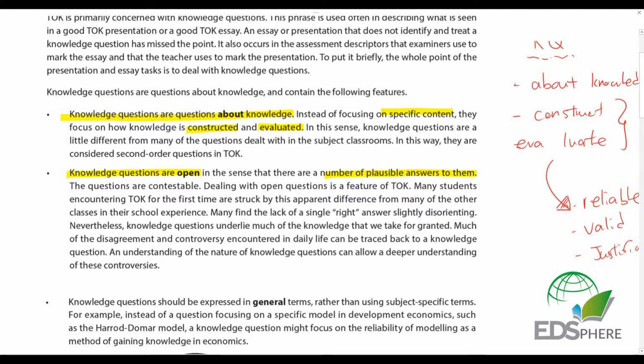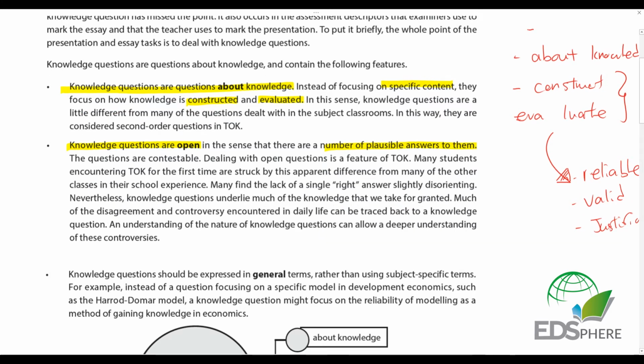Many students encountering TOK for the first time are stuck, and so on. They lack a single right answer. So what it means is if you write a question and you can either answer yes or no, then you pretty much screw up your TOK because that is not a knowledge question. Yeah, that's pretty much it. We're going to look at examples later. So remember, knowledge questions should be expressed in general terms. If you want to look at one specific thing, take a step back and look at the bigger picture.